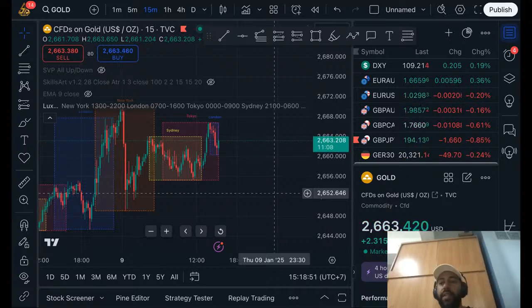Okay. Almost there, almost there. We will hit TP1.